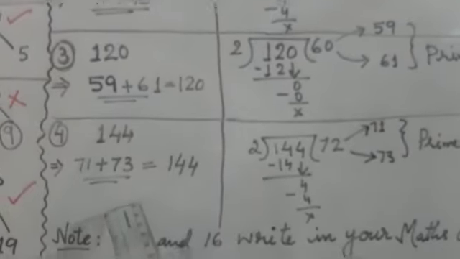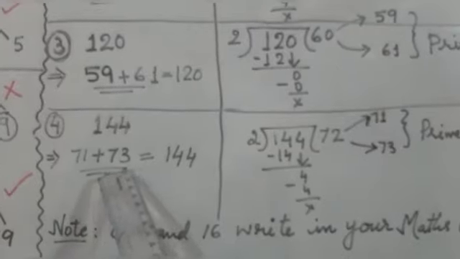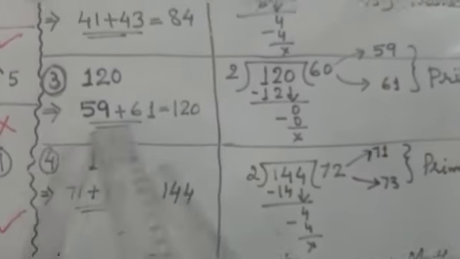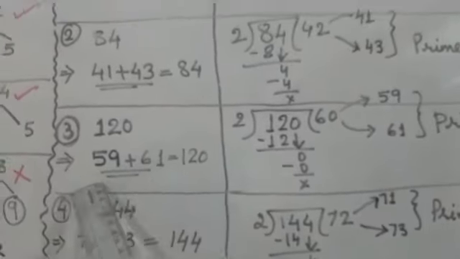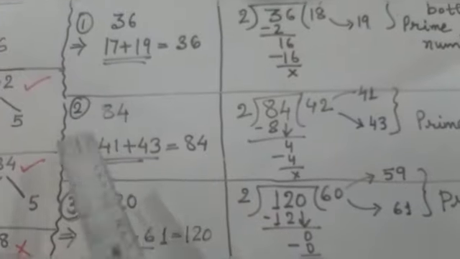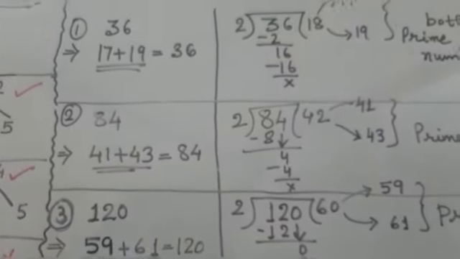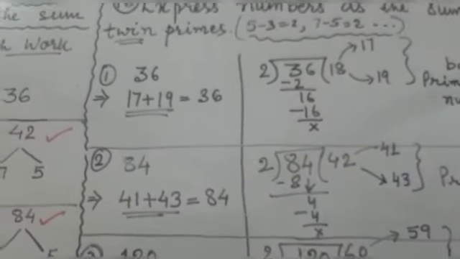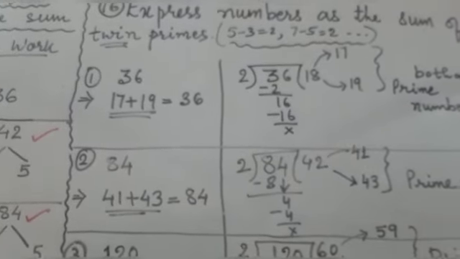And you must see that their difference is also 2. 73 minus 71 is 2. 61 minus 59 is 2. 43 minus 41 is 2. 19 minus 17 is 2. And students, it is very necessary to learn all the prime numbers between 1 and 100.